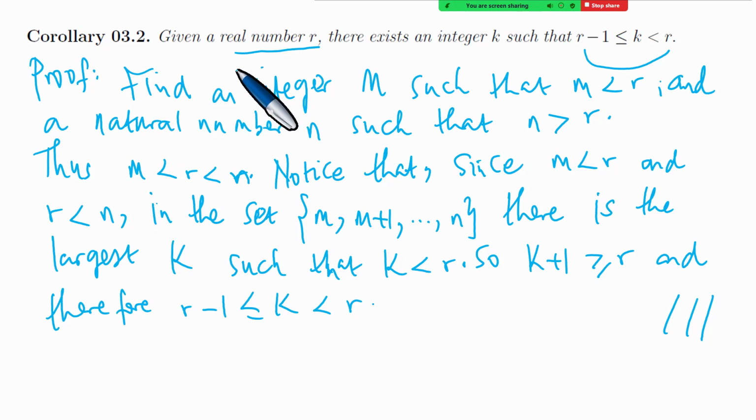We need to show that, given a real number r, there exists an integer k such that this k can be put between r minus 1 and r, such that r minus 1 is less or equal to k, yet k is smaller than r strictly. So you need to find an integer m such that m is smaller than r.